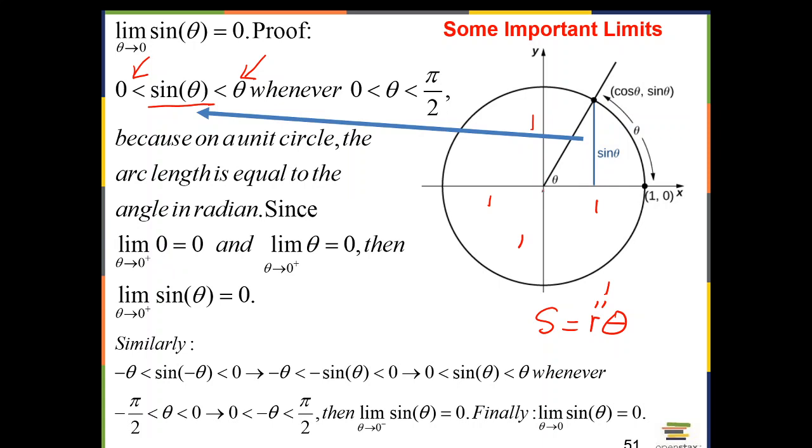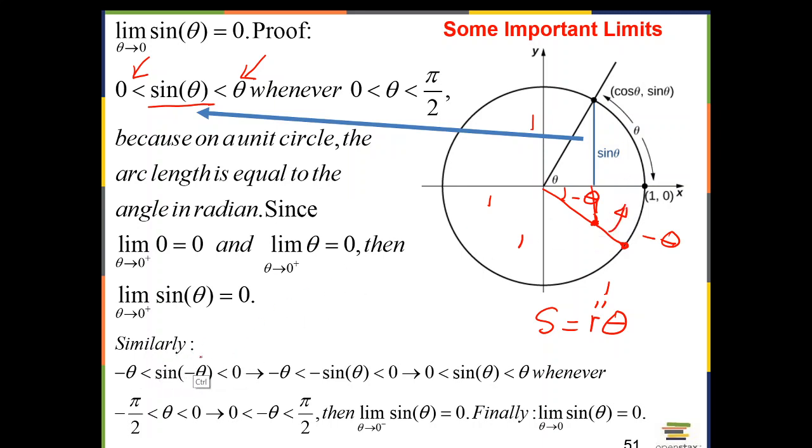Now, what about from the left? What if it's over here and we are approaching 0 from the left? Well, now we have negative theta, and then we have sine negative theta. Now we know sine negative theta is going to be between 0 and negative theta again, right? Because sine negative theta is that much. And again, that's between this length, which is negative theta, and 0 as you approach it. As I approach 0 from negative numbers, that's what happens.